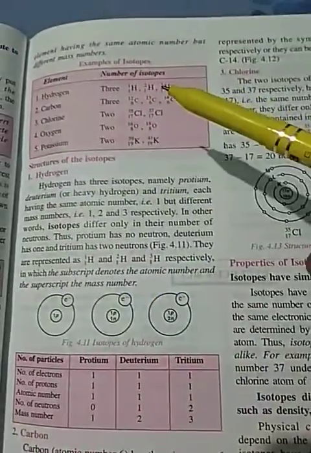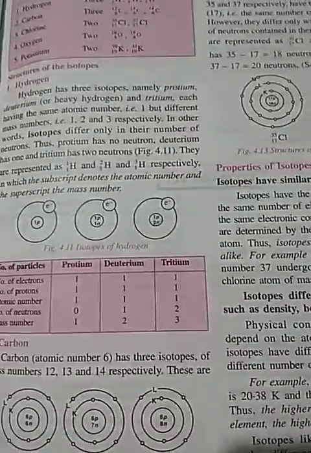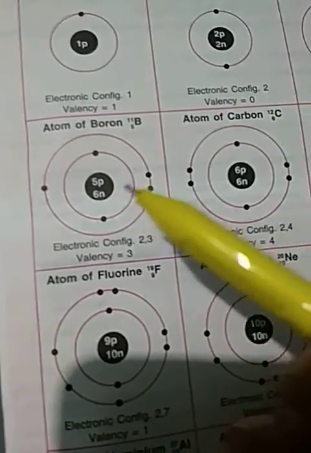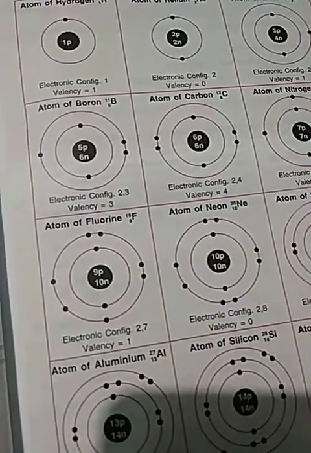Then there are some properties. Here are some examples I had given you. Now you can see it. What are the properties of isotopes and uses of isotopes? See, isotopes have the same chemical properties.